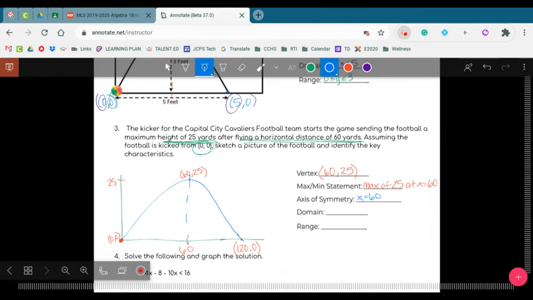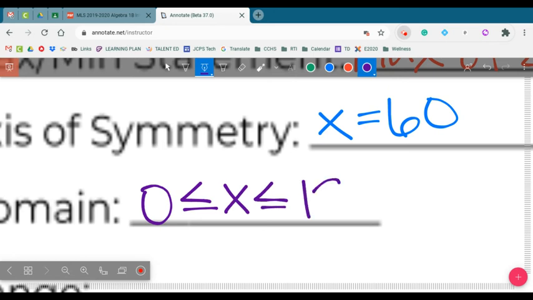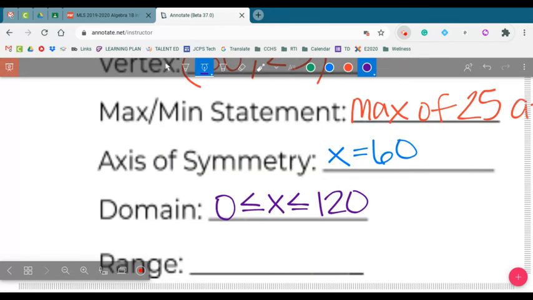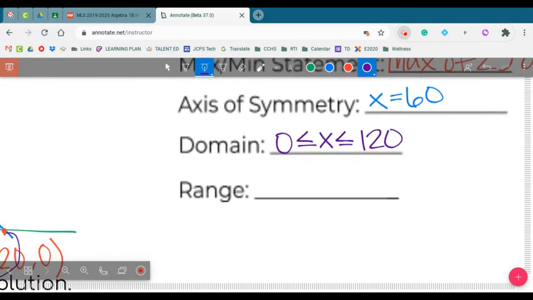Now, our domain and our range. So our domain falls in between our 0 and our 120. So it's going to be 0 is less than or equal to x, which is less than or equal to 120. Our y falls in between the 0 and the 25, because that's our y value. So we're going to have 0 is less than or equal to y, which is less than or equal to 25.